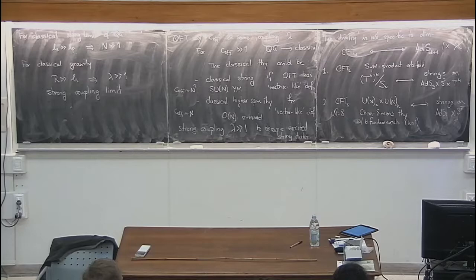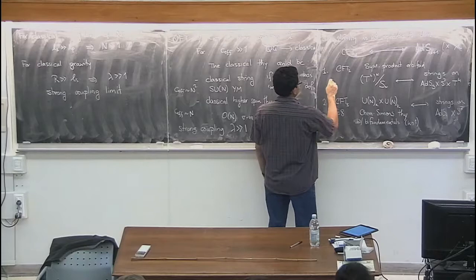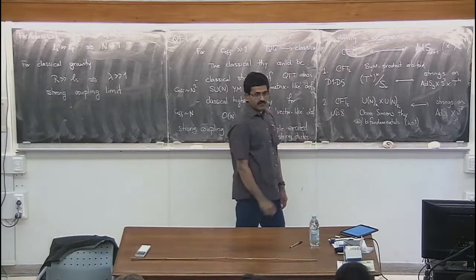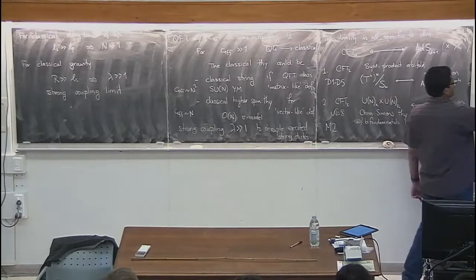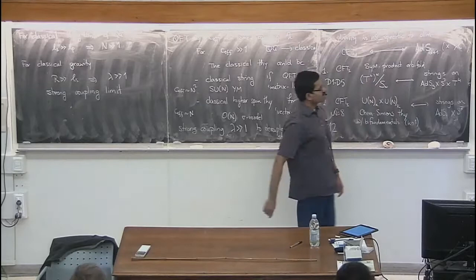In string theory parlance, this comes from the D1, D5 system. It comes from an intersection of D1 branes with D5 branes. This comes from M2 branes. This comes from D3 branes. This comes from M5 branes. And these are some of the prototype models in their respective dimensions.